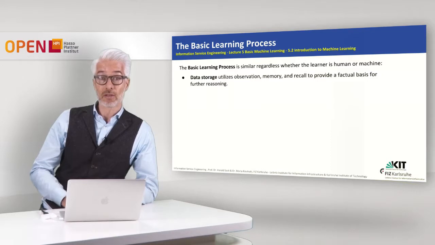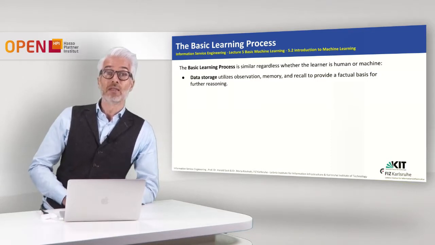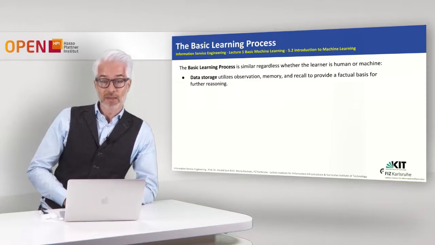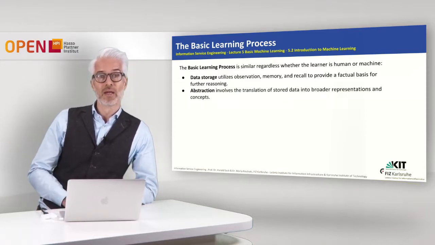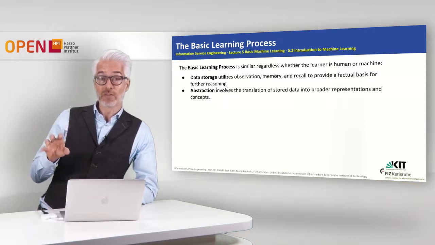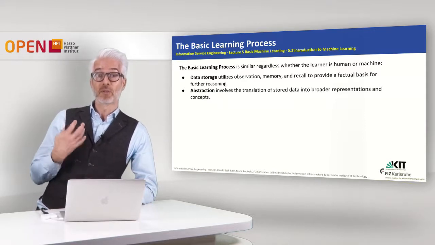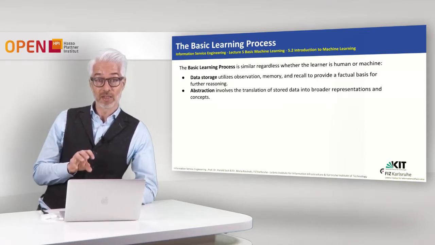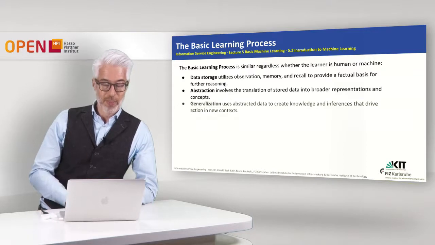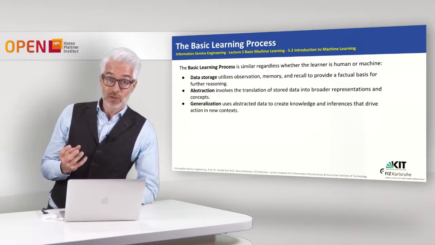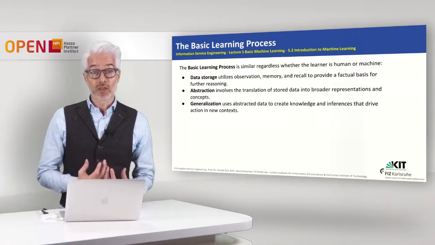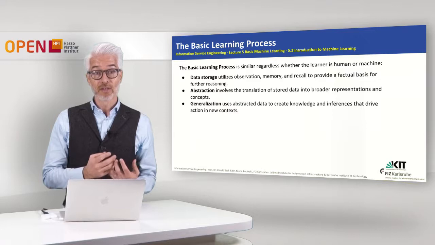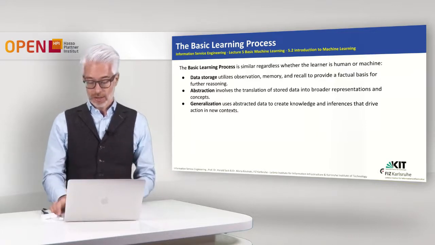So it all starts with data storage, which means it utilizes observation, memory, and recall to provide a factual basis for further reasoning. Then, of course, all that you see has to be abstracted, so you have to do abstraction, and this involves the translation of your stored data into a broader representation and broader concepts. Based on that abstraction, you try to do a generalization, which means this uses the abstracted data to create knowledge and inferences that drive action in new contexts.